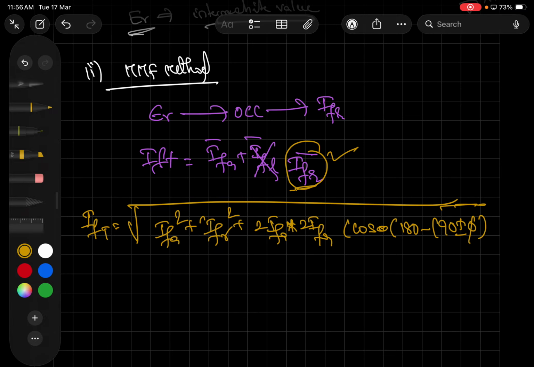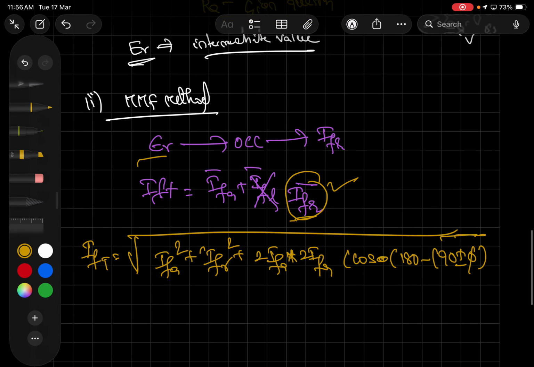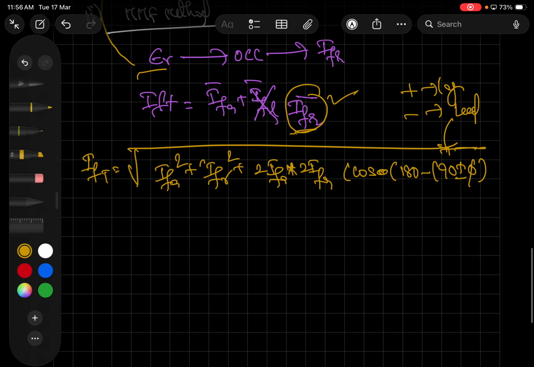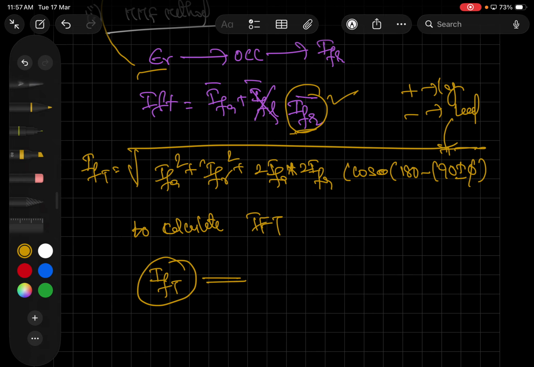How did you get this IFR? From the ER. Where did we get this ER? ER from the EMF method. The formula is IFA plus IFR plus 2 into IFA into IFR into cos of 180 minus 90 plus or minus 3, where plus stands for lagging and minus stands for leading here. Once we get this, calculate IFT. Once IFT is there here, this is the final value here.